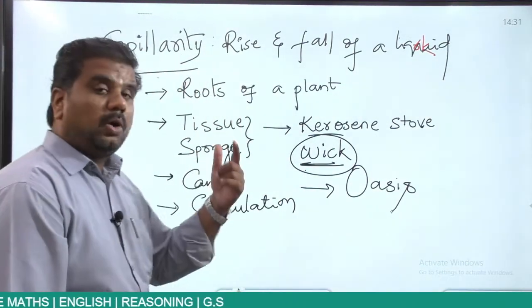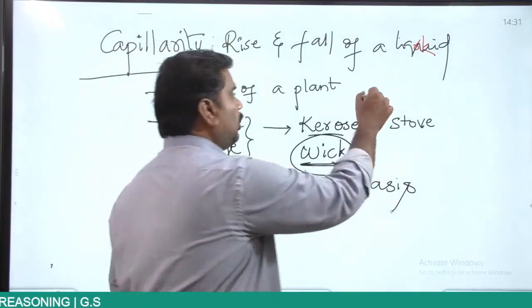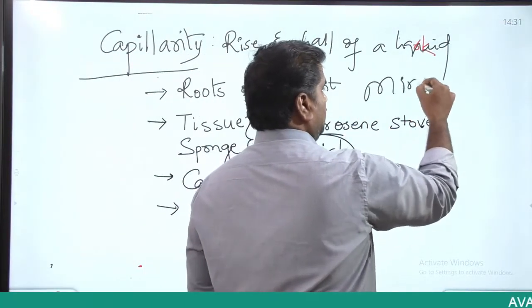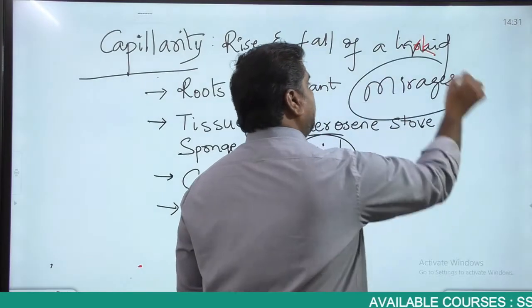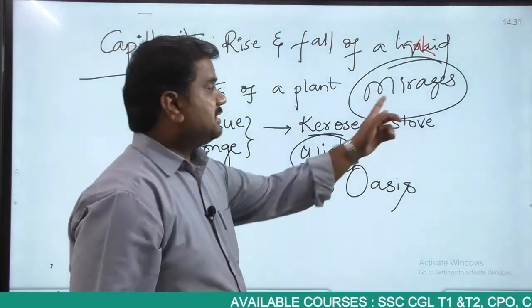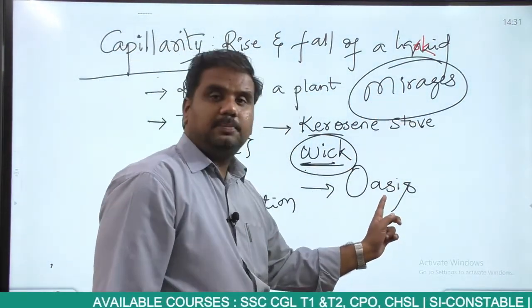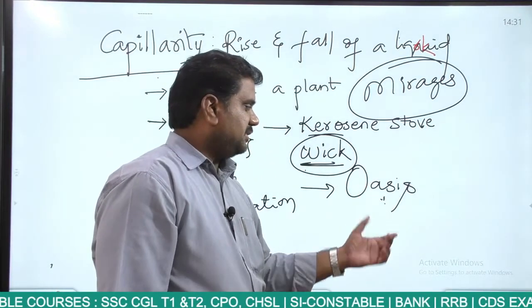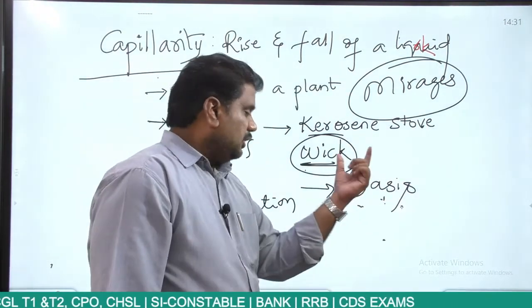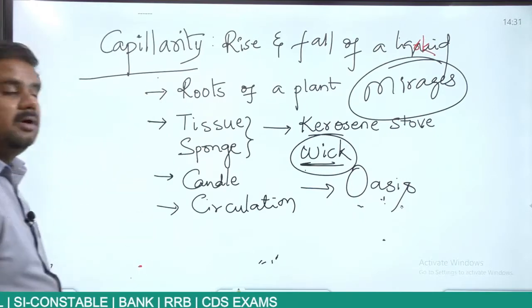The place where water appears to be present, but water is not physically present, is what you call a mirage. The place where water is actually present is what you call an oasis. The formation of oasis is because of capillarity.